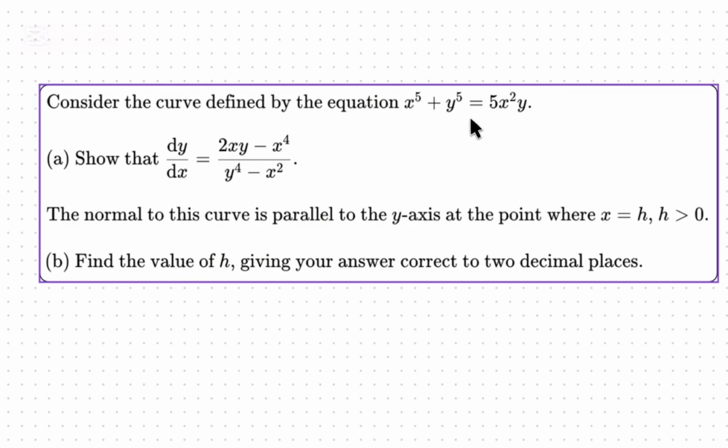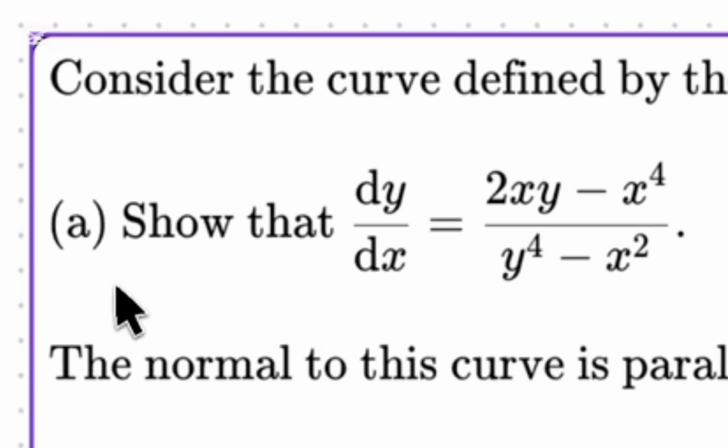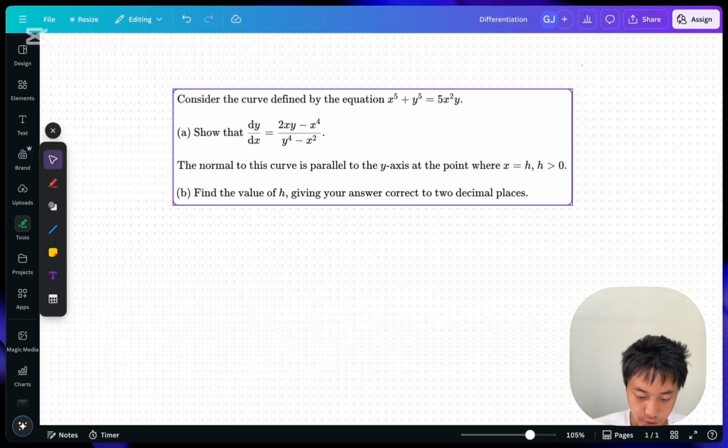Hello, today we're going to be doing a differentiation question. So we have the equation of a curve, x to the fifth plus y to the fifth equals 5x squared times y. Part A is show that dy over dx is that. Okay, so we just need to differentiate that original equation.